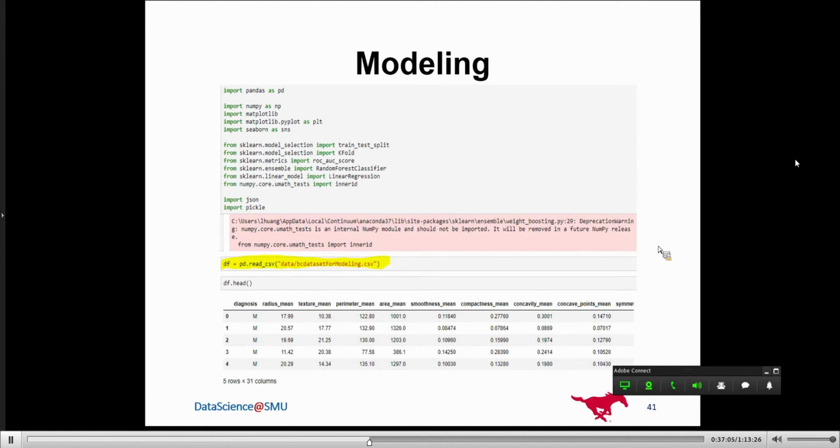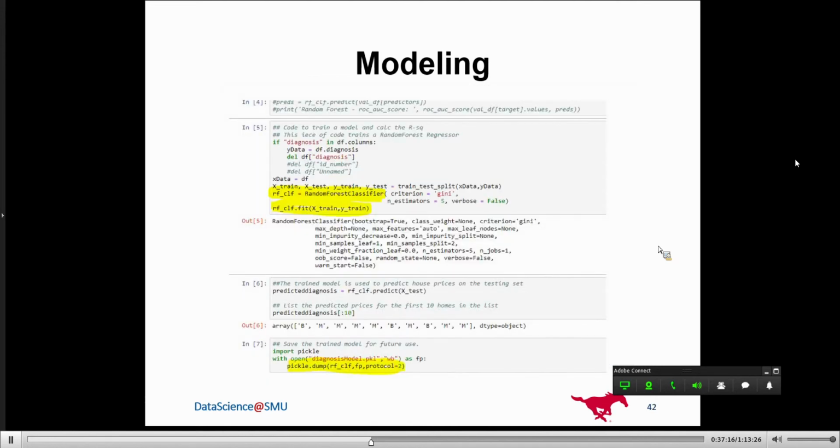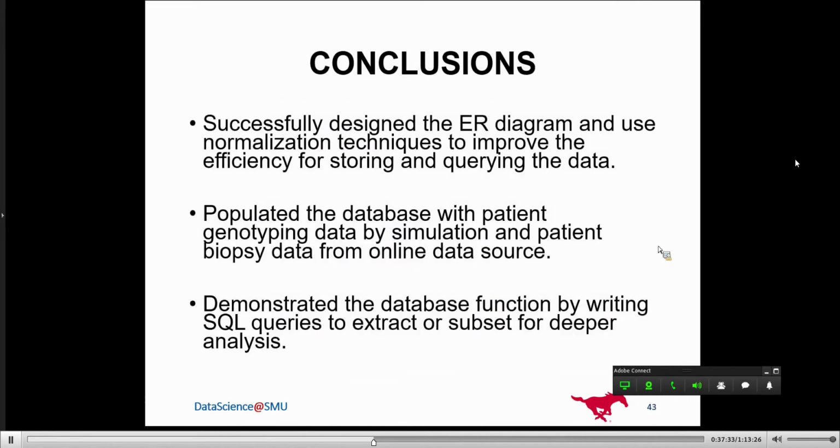This is the modeling side where we train the model using the existing data, and this is the data set that we train our model from. And here is the training part, and at the bottom we save the trained model in pickle format. Next page. Conclusion, Lei.